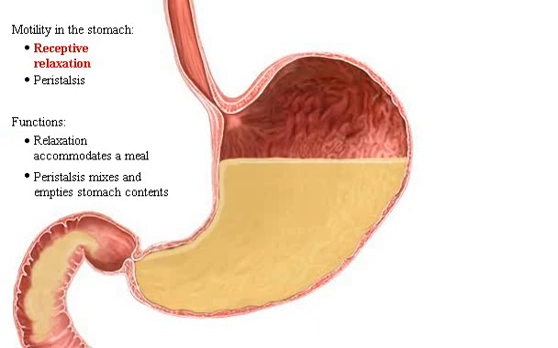In summary, the stomach exhibits 2 types of motility: receptive relaxation that functions to accommodate a meal, and peristalsis that mixes and empties stomach contents.